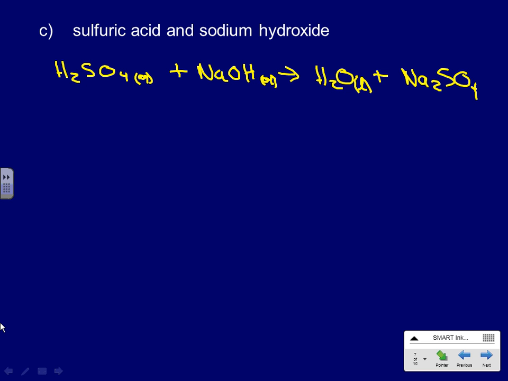Yes, you do, because it's different than the other side. So yes, you treat it exactly as the solid. And this guy is aqueous. And we don't have this balanced yet. Where are my coefficients going? Which one?